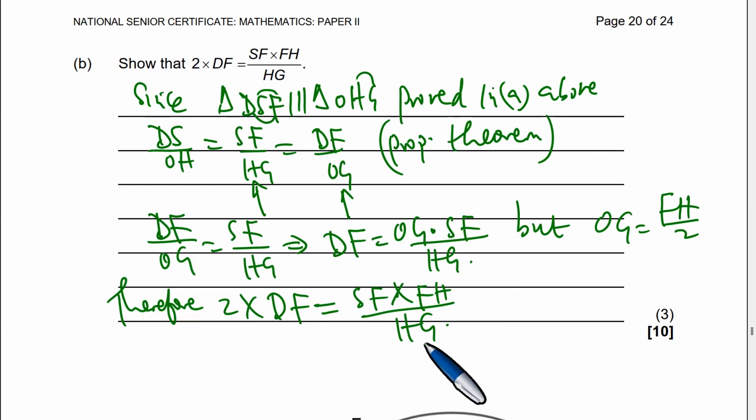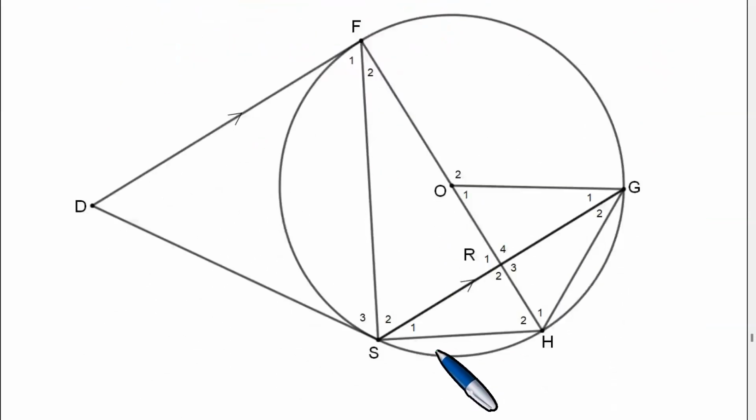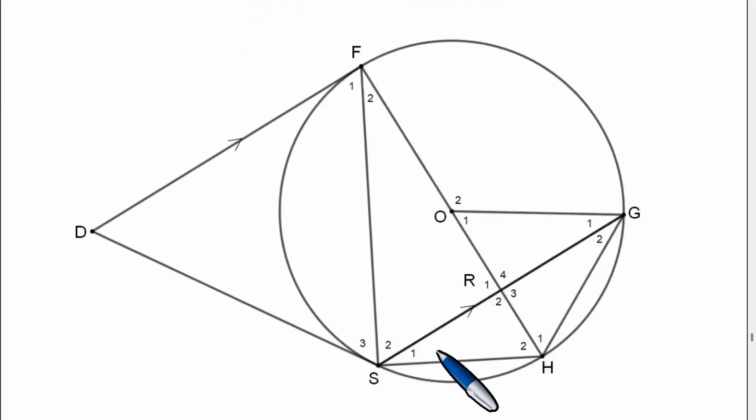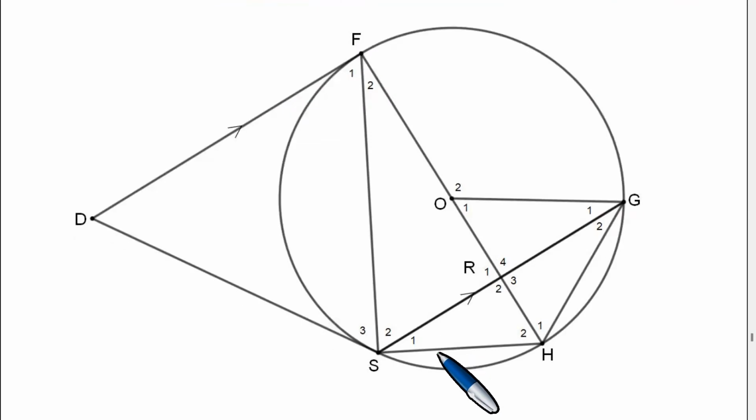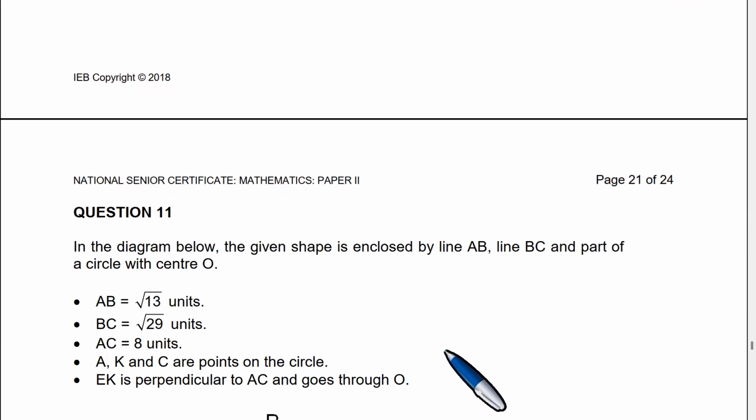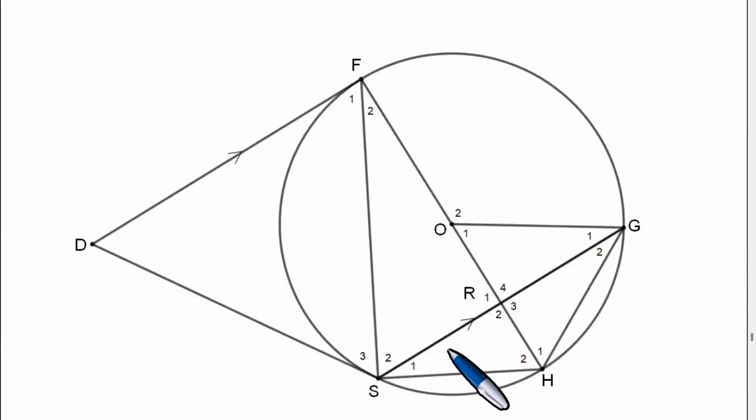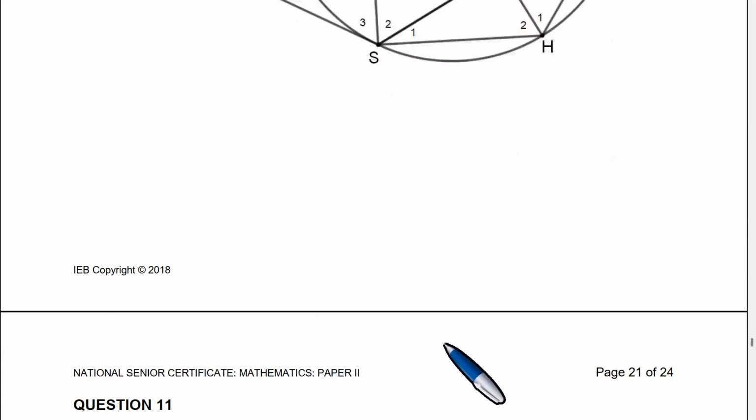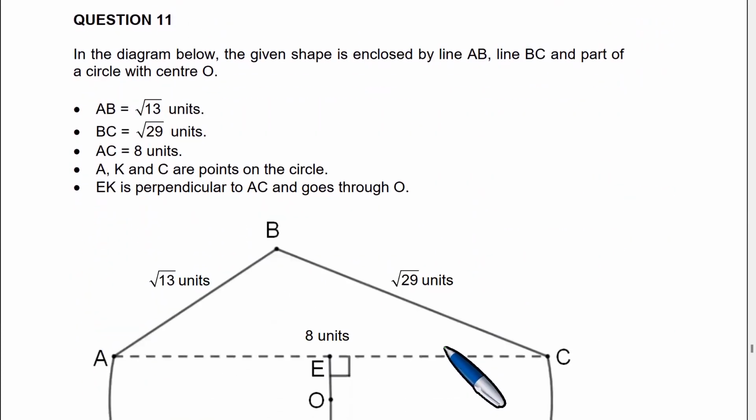Okay, we are continuing. All right, so now we have this diagram here. We have had this diagram, part of the question paper. Let's look at question 11 and then question 12, and then we are done.